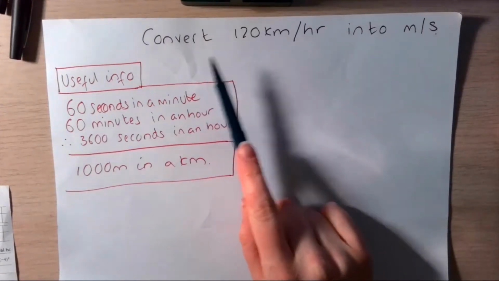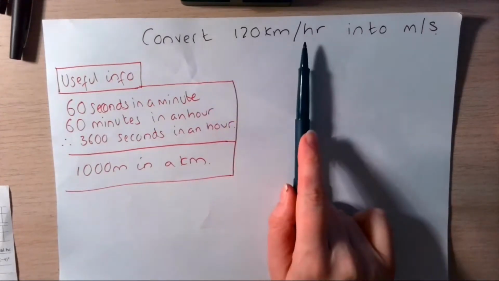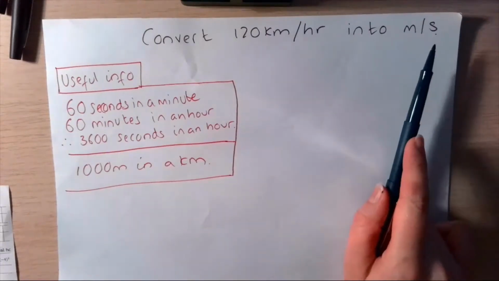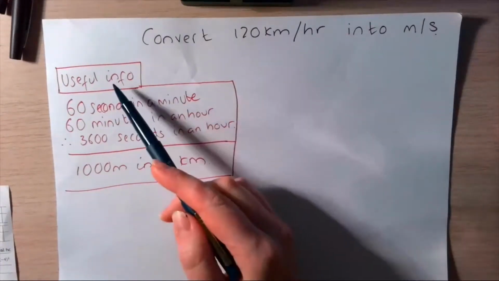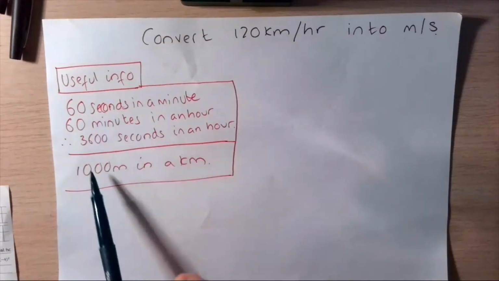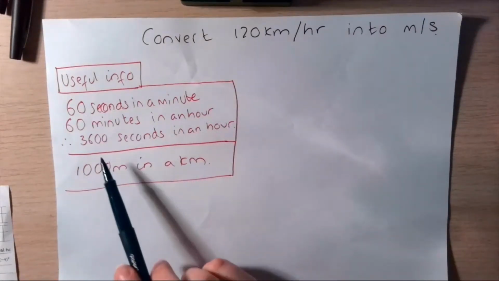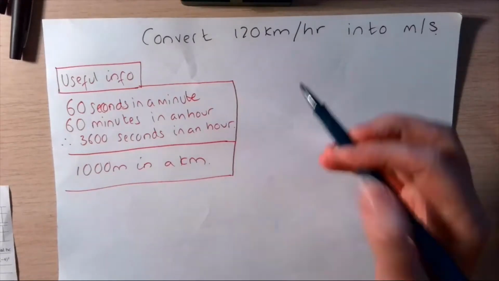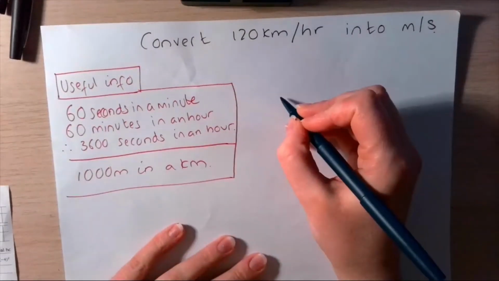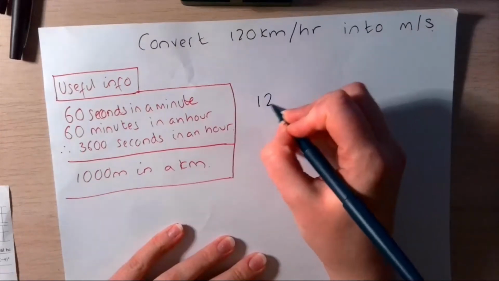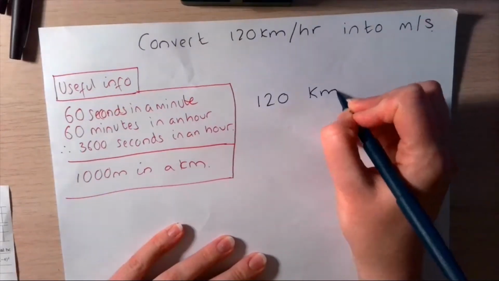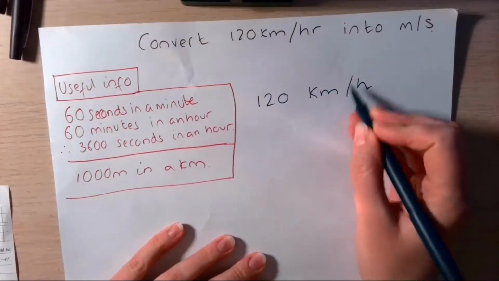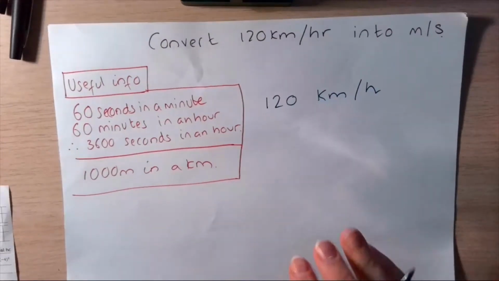So we've got here 120 kilometers per hour and we want to know what that is in meters per second. I've put a couple of pieces of information down the side. All of them you should know, but they're going to be particularly pertinent to this. So the way we do these, I'm just going to rewrite this down here: 120 kilometers per hour, and that's how we write that, per hour, with the forward slash.